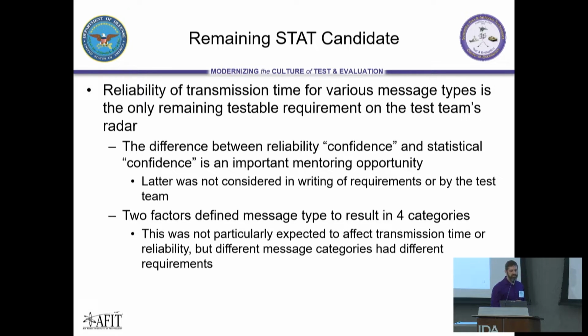There were 2 factors for message type that resulted in 4 categories. Now these weren't expected to influence the transmission time, but they had different requirements, so it was still a meaningful distinction.